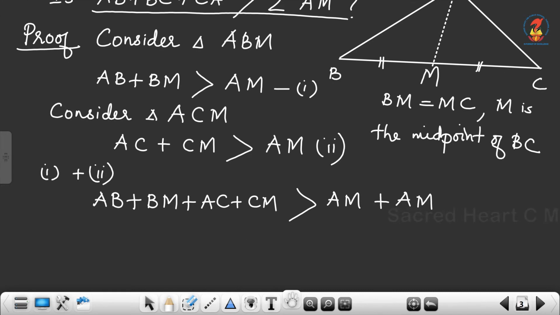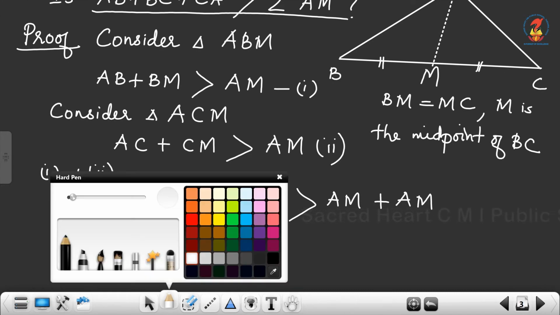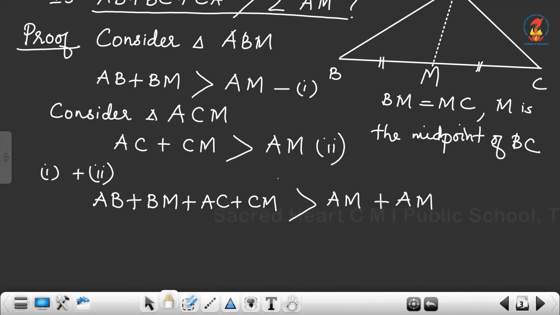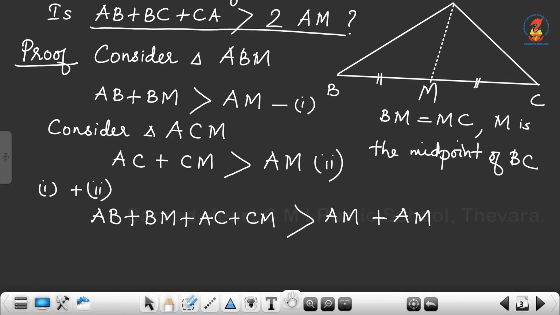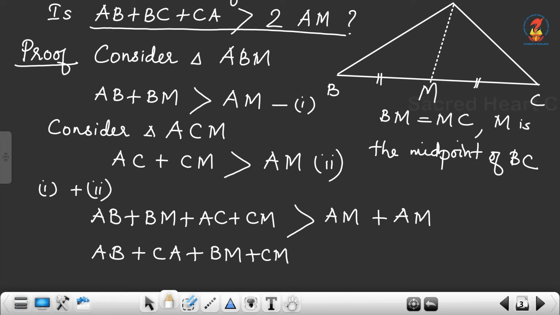We have to arrange the sides and now the inequality. Look at that, AB is there, so we have to write AB. Then BC is there, BC we have to look into. Then CA is same as AC, so we can write CA because AC and CA are same. Then plus BM plus CM we will write together and we put a bracket, greater than AM plus AM, which is 2 times AM.